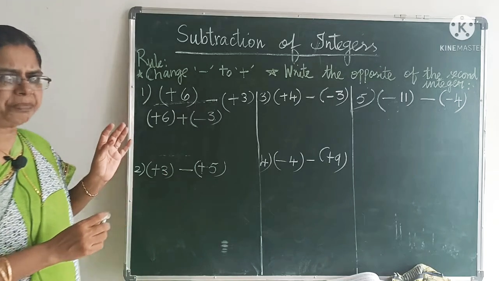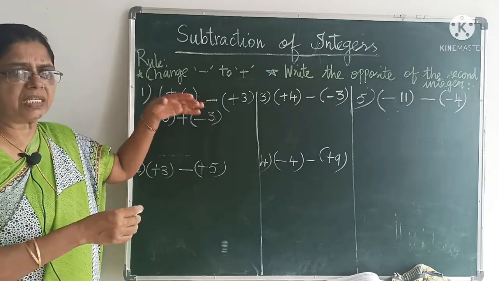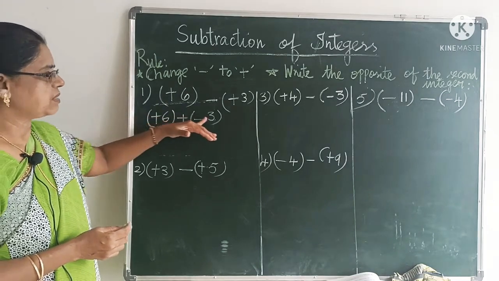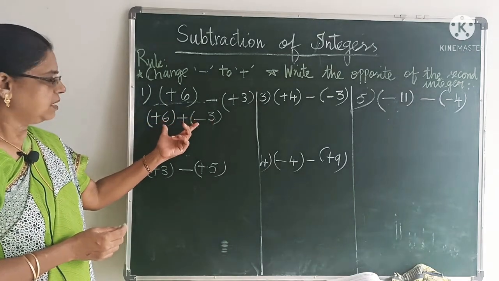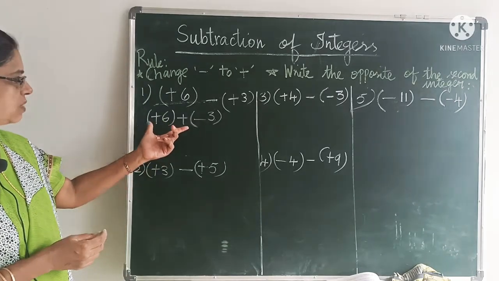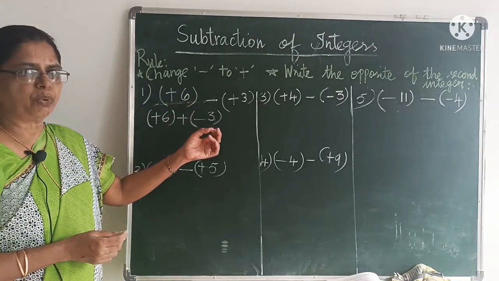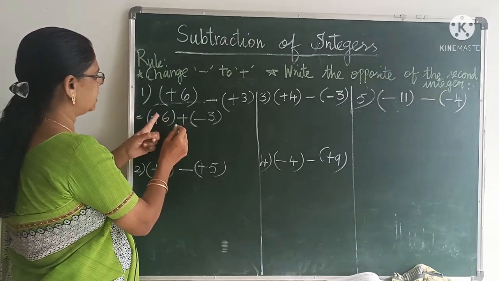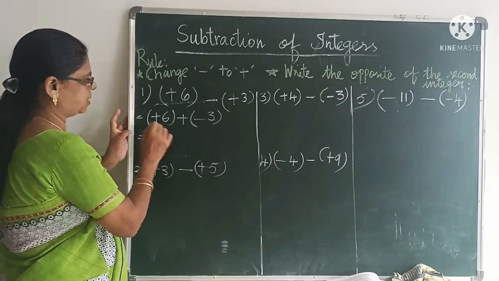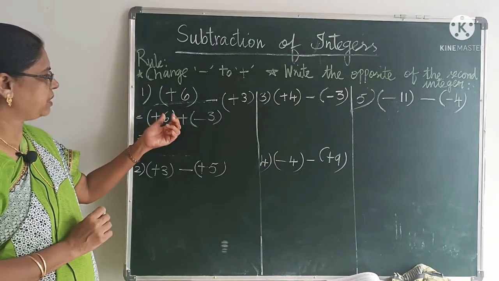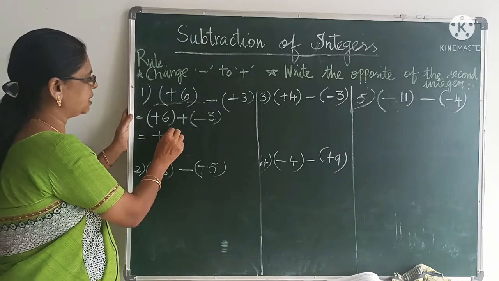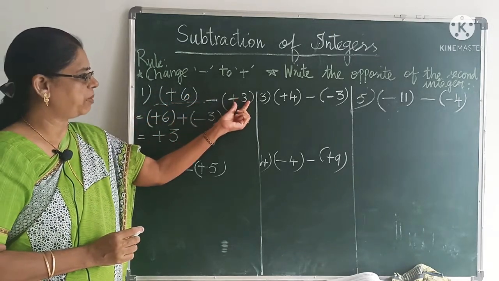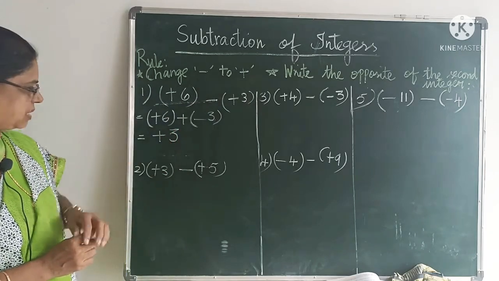Children, I have already taught addition of integers in another video. So, plus 6 plus minus 3. Integers with different signs. So, find out the difference and put the sign of the greater integer. Here, 6 is greater, it has plus sign. So, put plus. And find out the difference between 6 and 3. Difference between 6 and 3 is 3. So, plus 6 minus plus 3 is equal to plus 3.